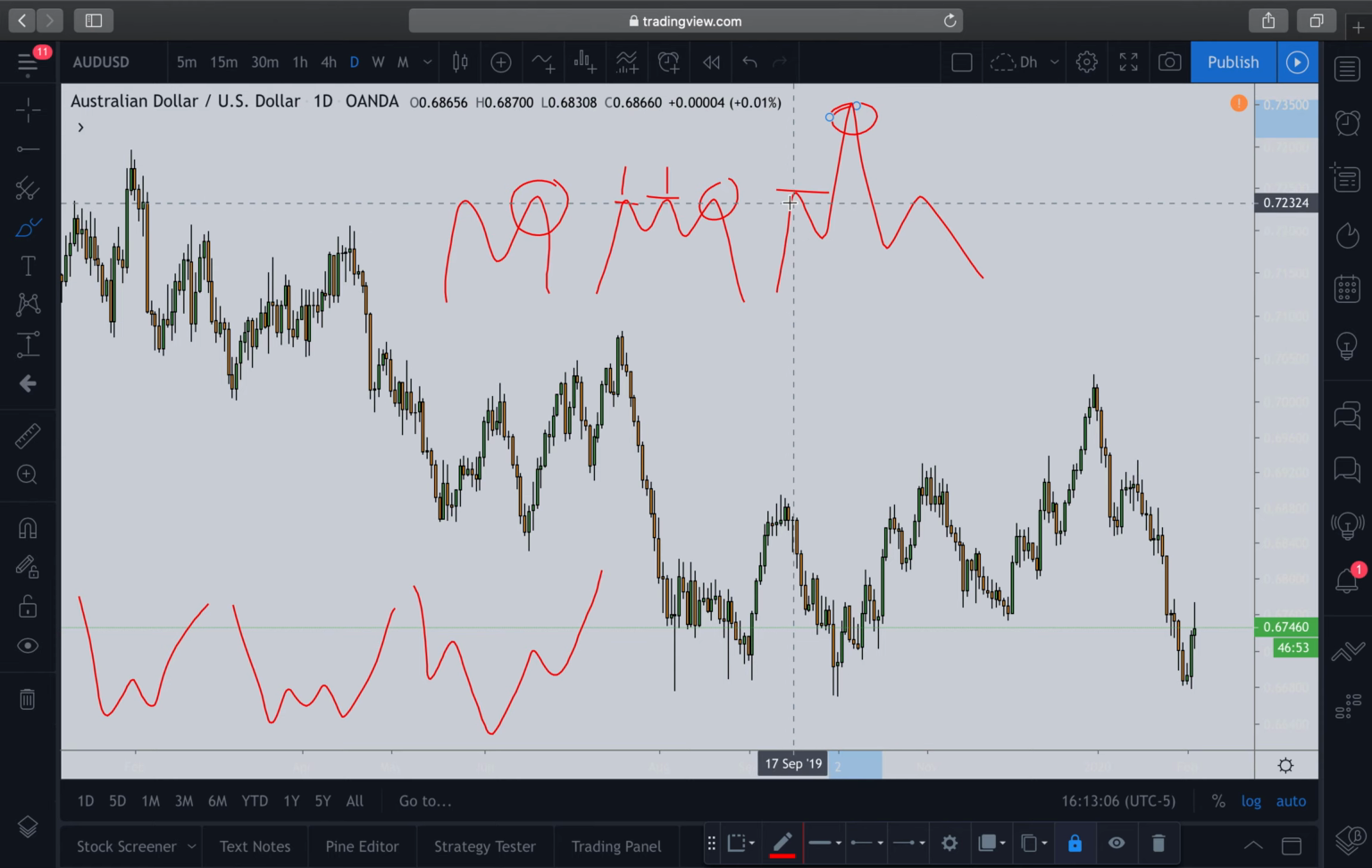Once it comes back down and falls below this left shoulder, right? What's going to end up happening is it's going to come back up to retest this left shoulder. That's all that Head and Shoulders does. It comes back up, retests this previous left shoulder, and this is the time period that you want to be getting in. And that's how you execute a good trade on the Head and Shoulders pattern.